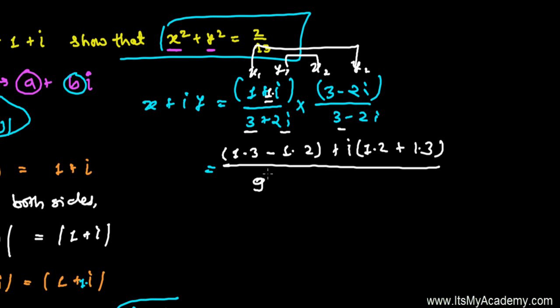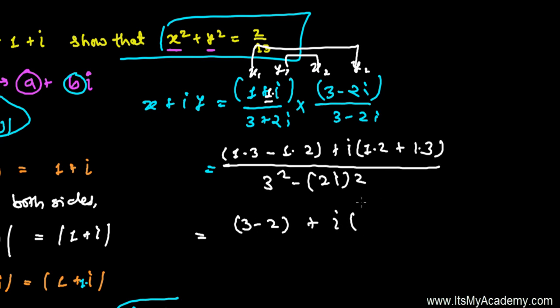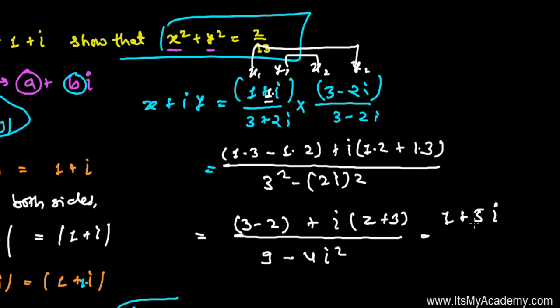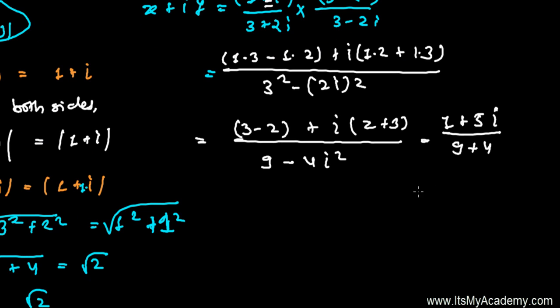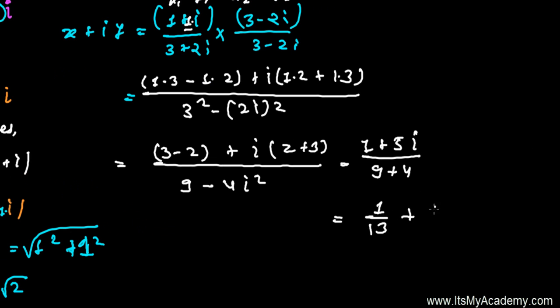I'm going one by one so you don't get confused. It's 3 square minus (2i) whole square. So the numerator is 3 minus 2, plus i times (2 plus 3), divided by 9 minus 4i square. Further it's going to be 1 plus 5i divided by 9 plus 4, because i square is negative 1 and that turns into plus 4. So it's going to be 1 over 13 plus 5 over 13 i. So this is x plus iy.